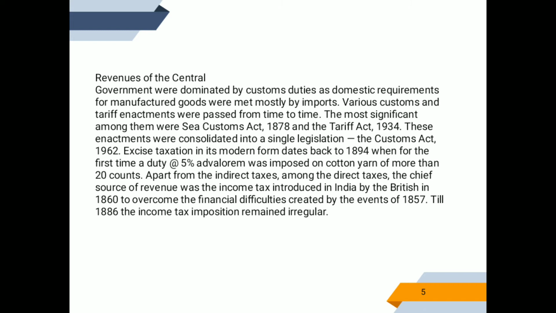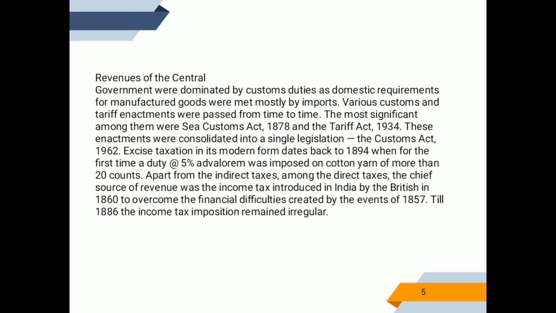Various customs and tariff enactments were passed from time to time. The most significant among them were the Sea Customs Act 1878 and the Tariff Act 1934. These enactments were consolidated into a single legislation, the Customs Act 1962. Excise taxation in its modern form dates back to 1894, when for the first time a duty of 5% ad valorem was imposed on cotton yarn of more than 20 counts.